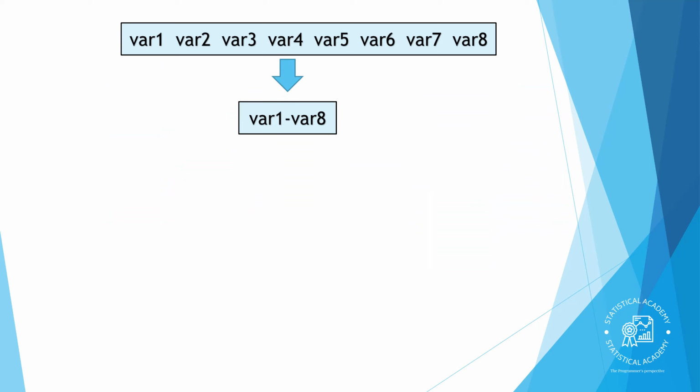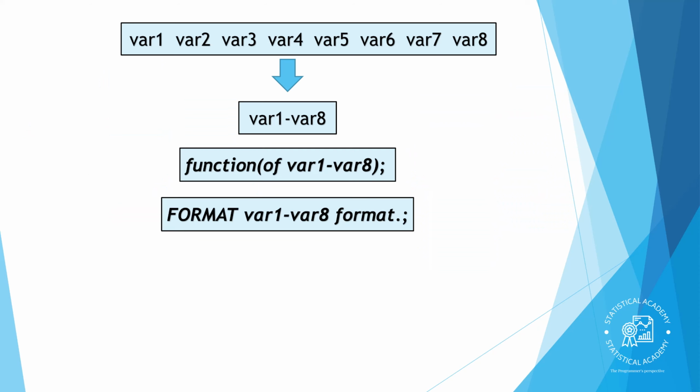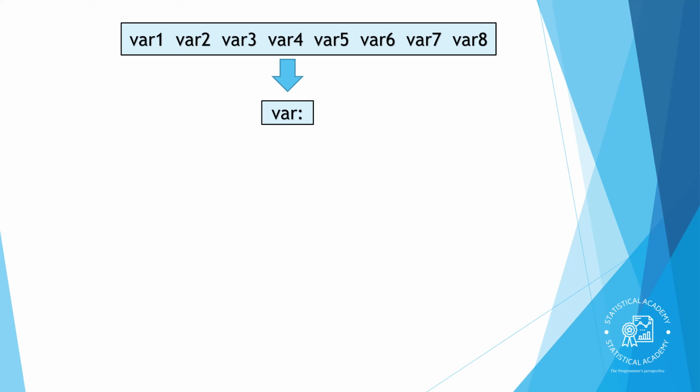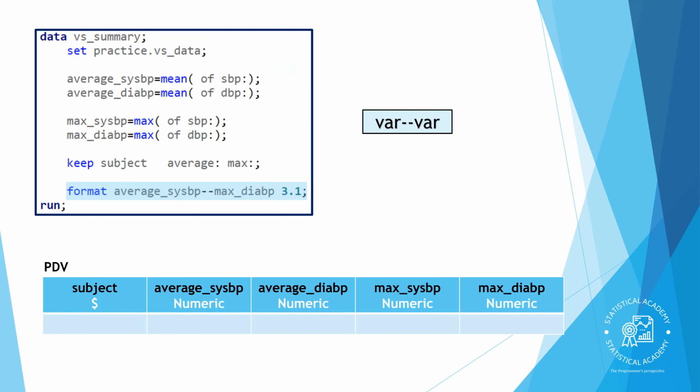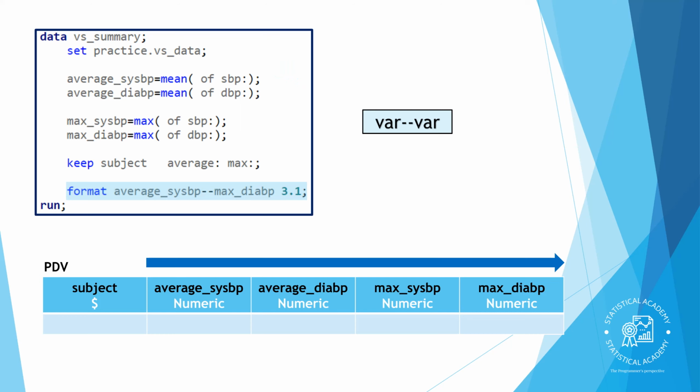Variable lists can help you reduce the number of variables you have to specify in the function arguments or in other SAS statements. In addition to variable lists, you can use a double dash to specify a physical range of variables from left to right in a dataset. The variables can have any names. This format statement uses a double dash to specify that all variables from average sysbp to max diabp be formatted with the 3.1 format. Notice that you don't need to use the of keyword in the format statement. The of keyword is required when you use a variable list as an argument in a function.